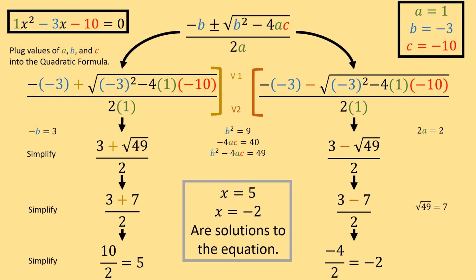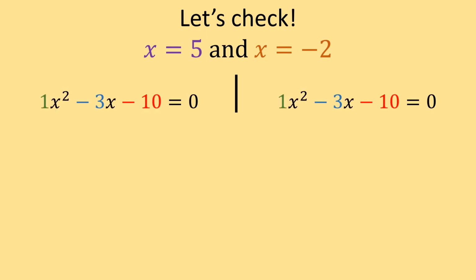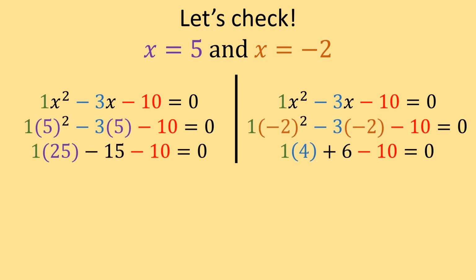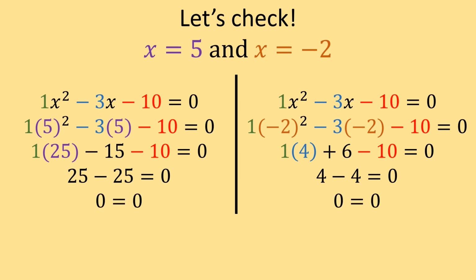So it's important that we check that these solutions are valid. So once again, we got x equals 5 and x equals negative 2 as our solutions. To check that these are in fact solutions to the equation, we just put them in for x. And on each step, we just continue simplifying using the order of operations. As you can see, we eventually get 0 equals 0. And so x equals 5 and x equals negative 2 are solutions to our equation.